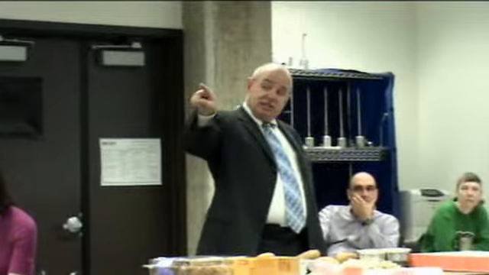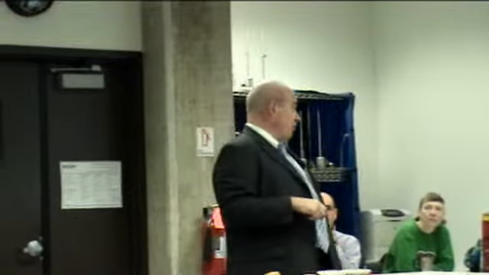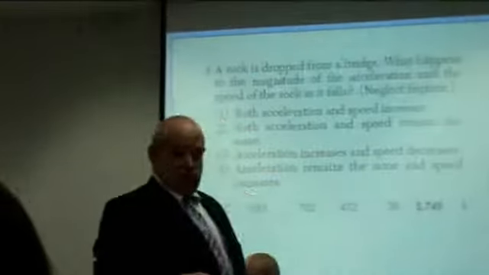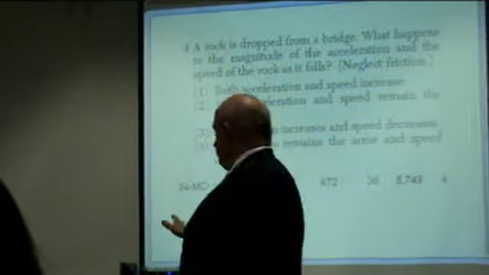As I look at this, it looks like there's a significant number in 1 and 2 that we're really convinced both the acceleration and the speed increase. And this is a fundamental concept that students do not understand when they get to college. Guaranteed. No reflection on anyone in here. And I'm not saying they understand it when they leave. I'm saying they don't understand it when they're born.